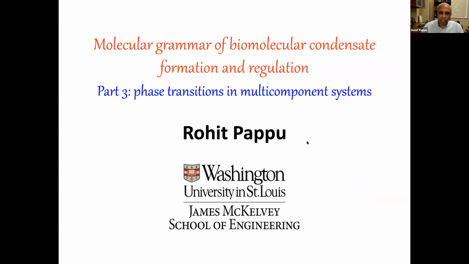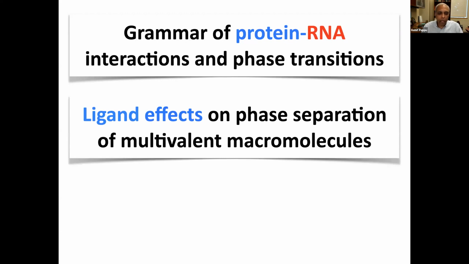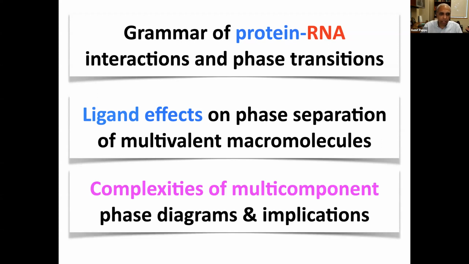This builds on the foundations that we've set forth in the first two lectures. So the program for today is to first talk about protein-RNA interactions and phase transitions, because as many of you will acknowledge, RNA is a key component of many of these condensates. An RNA is not just some random polymer. We have to think a bit harder about the specifics that RNA brings to these condensates. I will then segue to articulating ways to think about ligand effects on phase separation for multivalent macromolecules. And then basically point the way forward for the way we've been thinking about complexities of multi-component phase diagrams and what the broader implications are going to be.